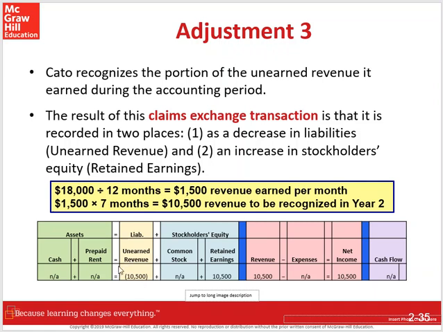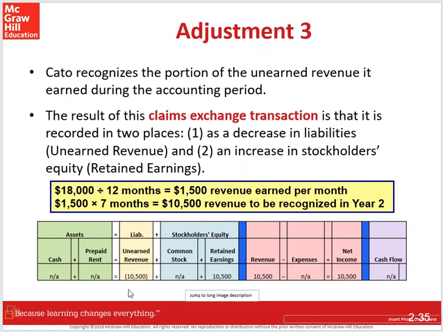So we take away $10,500 from unearned revenue, and then we put it under retained earnings. Why? Because it's real revenue. So revenue is going up $10,500, net income's going up $10,500, and therefore retained earnings is going up $10,500. So this is a claims exchange transaction. We have a liability going down while retained earnings is going up. So again, we divide it into a monthly amount, count how many months went by, and then we take away $10,500 from unearned revenue, and we make it real revenue.